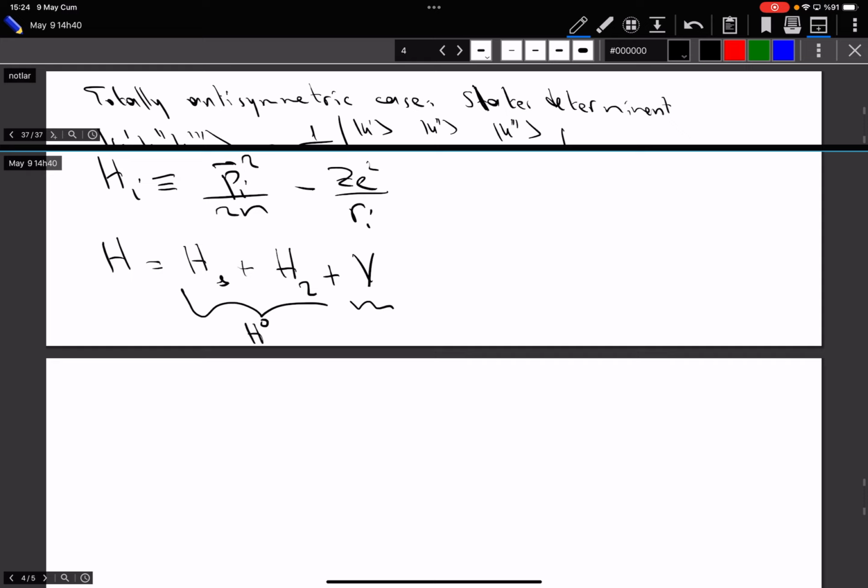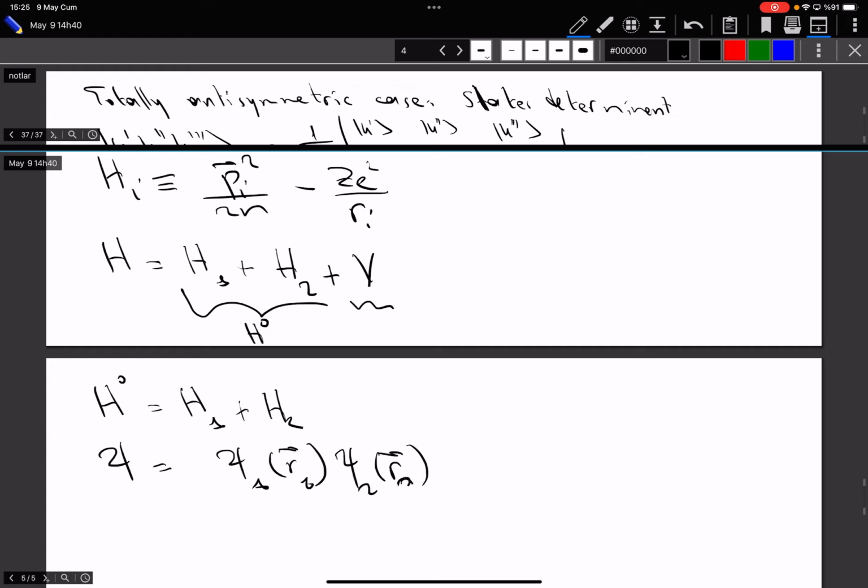Now, H0 has this property that H0 is the sum of 2 independent systems. So I can straight away write down the solution. Psi will be psi 1 of R1, psi 2 of R2. But now I have to symmetrize this or anti-symmetrize this. Let me write a plus or minus psi 1 of R2, psi 2 of R1.